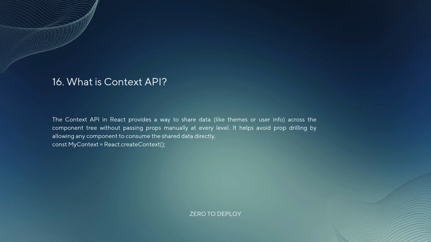What is the Context API? The Context API in React provides a way to share data across the component tree without passing props manually at every level. It helps avoid prop drilling by allowing any component to consume the shared data directly.